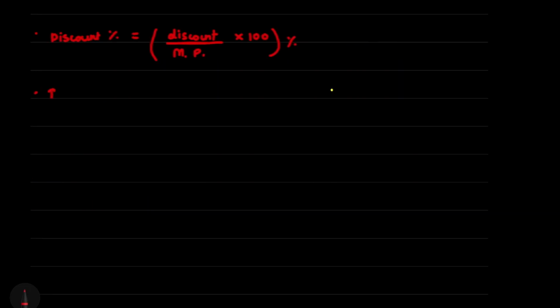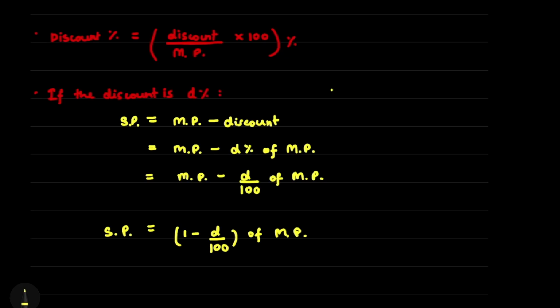And similarly, like in the profit and loss section, if the discount is D%, the selling price is (1 minus D over 100) of the marked price. And this is very similar to what we did in the profit or the loss section.